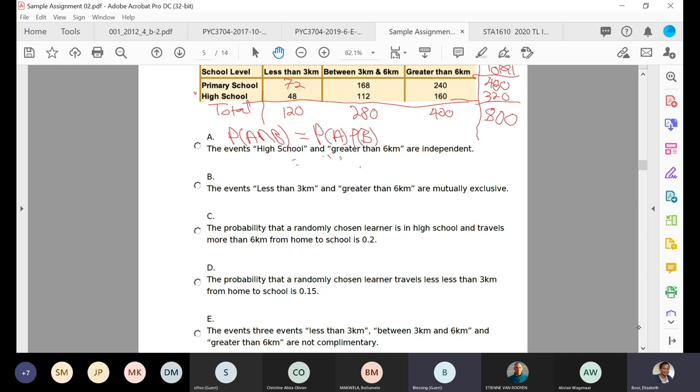So we can find the probability of the joint event, high school and greater than 6 kilometers. Let's calculate that probability. We go to high school and greater than 6, which is that cell. So it is 160 divided by 800. What do you get? 0.2. Now we're done with that part.